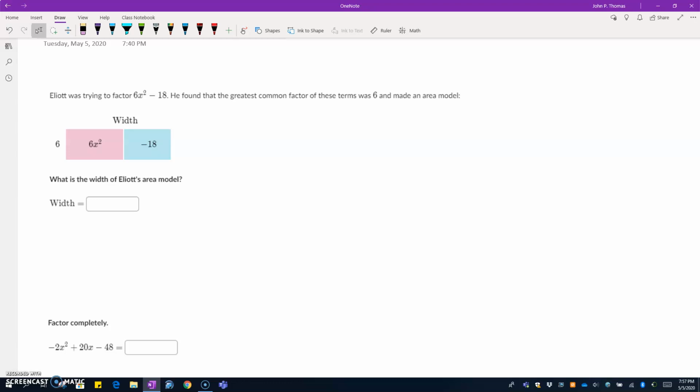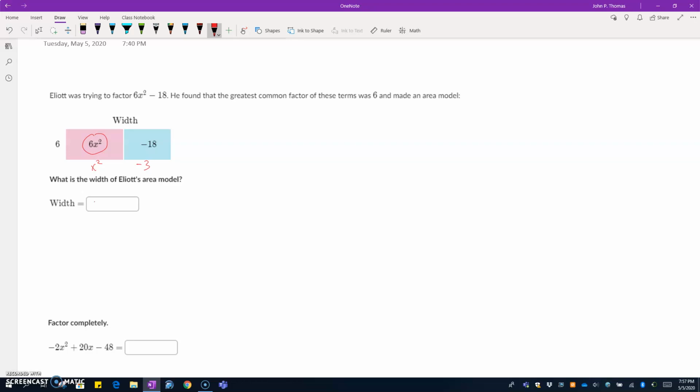So basically area, we're taking length times width. So for this first one, I want to think, what would I have to multiply 6 by to get 6x squared? And realistically, I would need an x squared in that spot. Alright, then we think, what do I need to multiply 6 by to get negative 18? Alright, and that would be a negative 3.